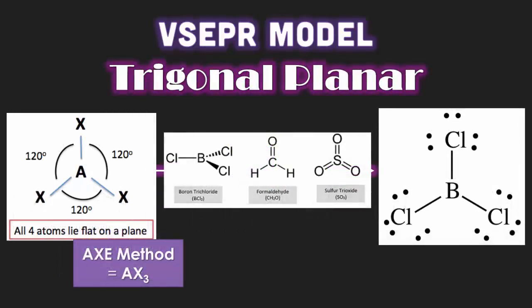There's another shape that we call trigonal planar, which is always going to contain 1 center atom and 3 other terminal atoms that go around it. Now these guys are going to be flat. That means if they're lying on a table, none of them would be above the other. They would all be on the same plane.